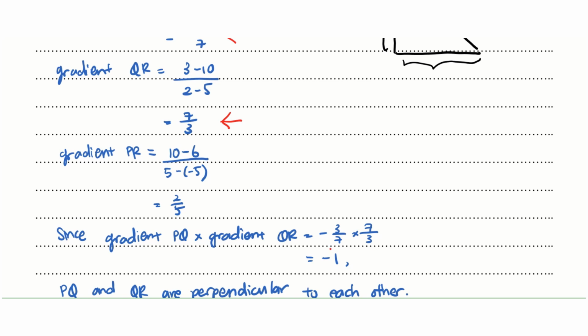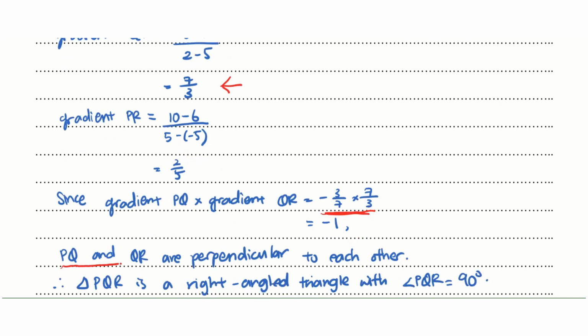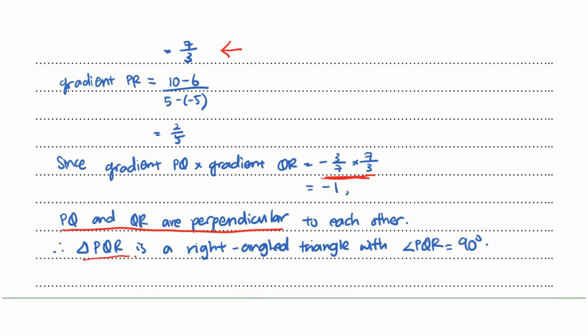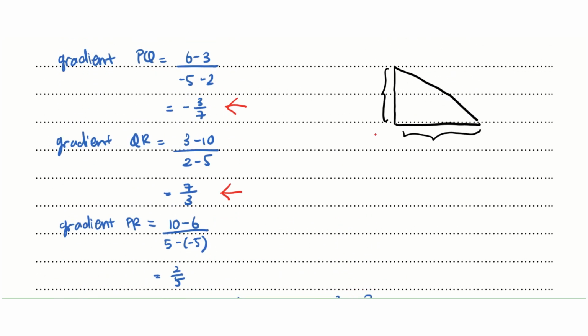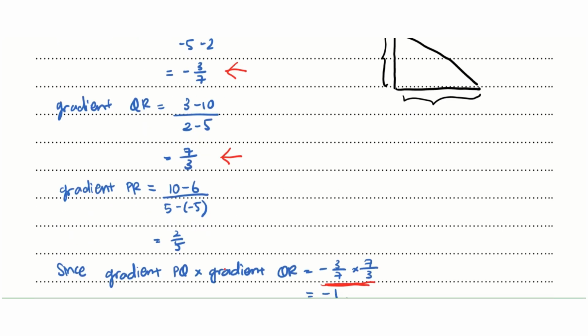Even if you cannot identify that they are negative reciprocals, when you multiply the two values together, it will be equal to -1. Because the product is equal to -1, we can conclude that PQ and QR are perpendicular to each other, and hence triangle PQR is a right-angled triangle with angle PQR equal to 90 degrees. For gradient PR, we are not going to use it to prove any right angle in the triangle, but we should still compute the gradient of all the 3 line segments that are available.